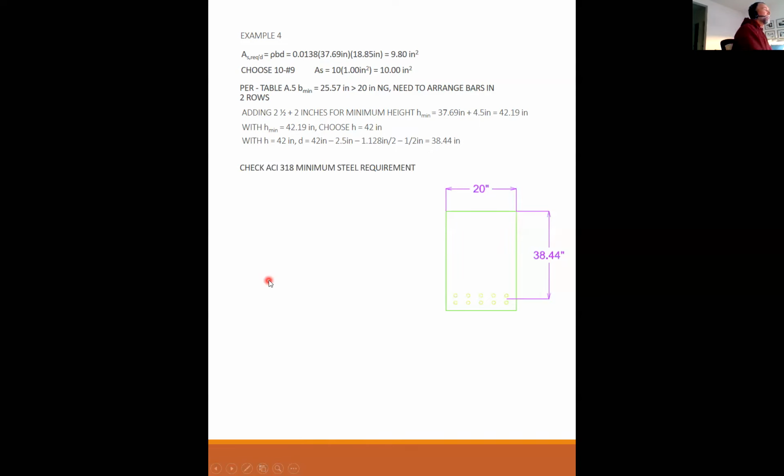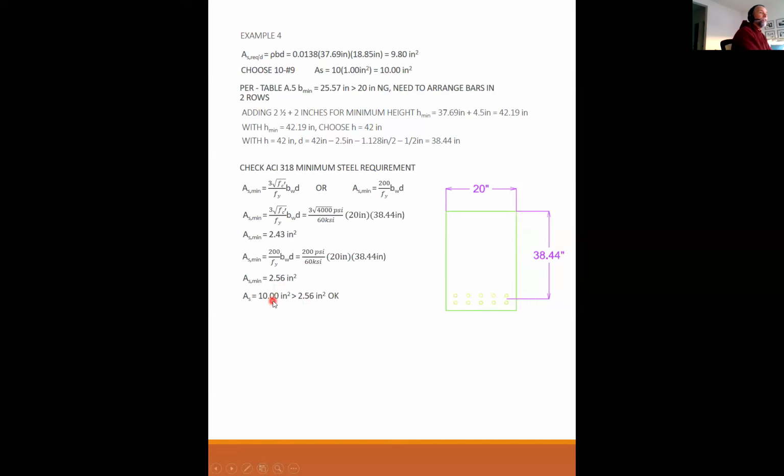Okay, now I do my checks. We're running out of time, so I'm going to go through this real quickly. These are the same minimum checks we've done before, and my minimum is 2.56 inches squared. 10 inches squared is clearly much more than 2.56, so minimum steel is satisfied.